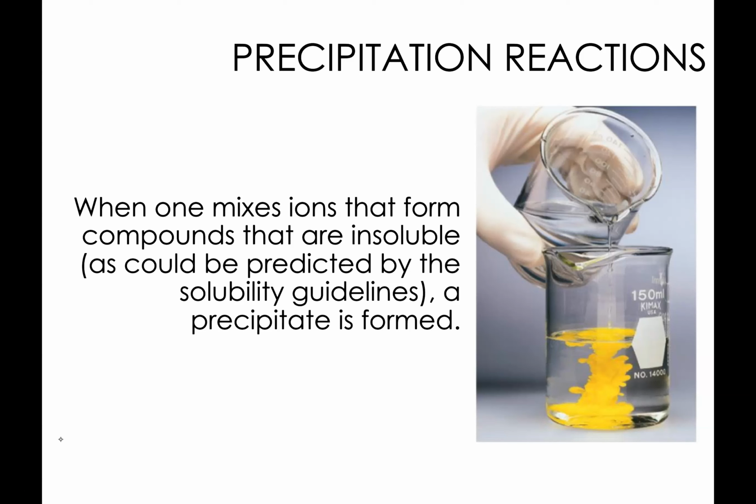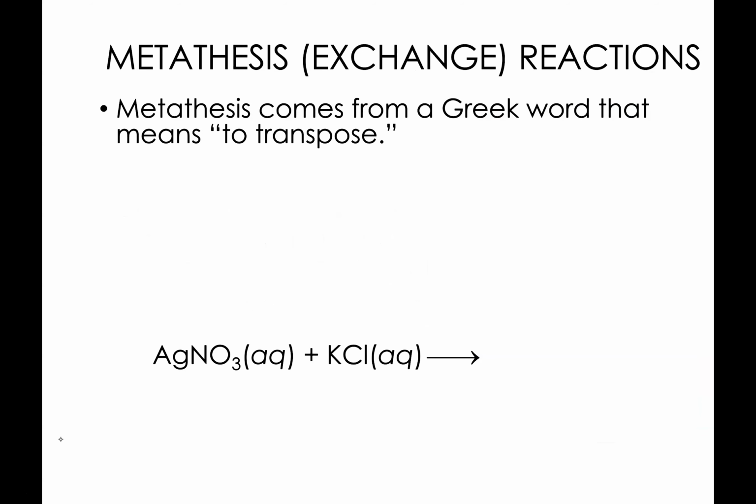That precipitate that gets formed is one that we are going to work on predicting its formation. And in order to do that, we have to figure out what is insoluble and what is soluble. First, let's talk about how to actually do a metathesis reaction. And this is the big difference from last year and one of the major new concepts in chapter 4.